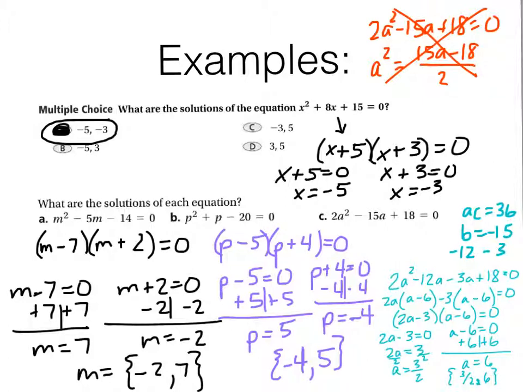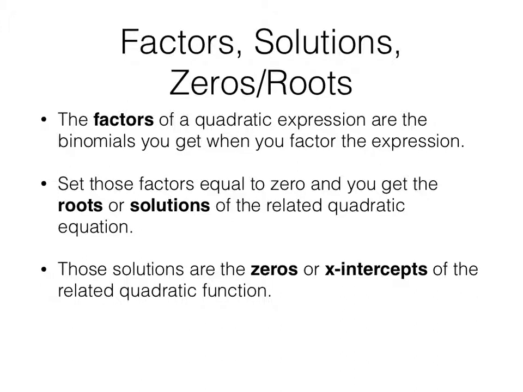All right, the last slide in this video is a vocab slide. I know you're thinking, what, at the end of a video? Well, I just want to sum some stuff up. Factors, solutions, zeros, and roots. The factors of a quadratic expression are the binomials that you get when you factor that quadratic expression. Let's use the example x squared plus 3x plus 2. We'll keep it simple. That's a quadratic expression. If I factor it, I get its factors.